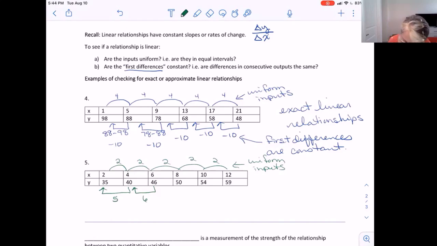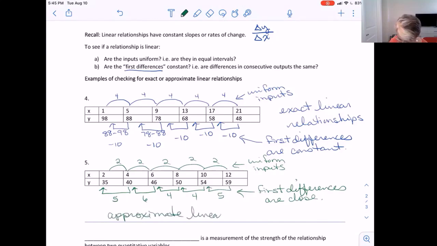So then we have 50 minus 46, which is 4. 54 minus 50, which is 4. And 59 minus 54, which is 5. All of those numbers are relatively close together. We didn't have one difference of 5 and another difference of 20 and one of 15. They weren't all over the place. We can say that the first differences are close or similar, so this is an approximate linear relationship.